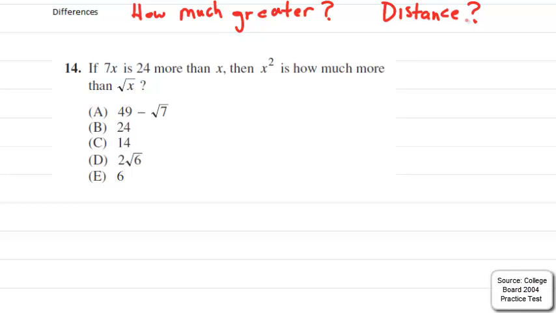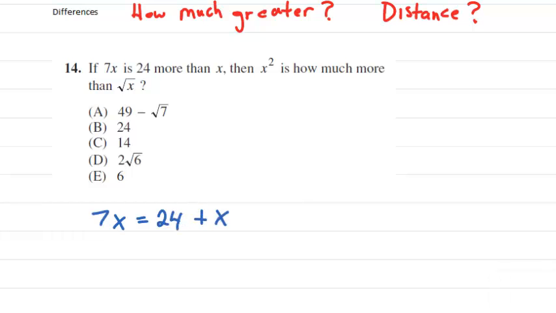If 7x is 24 more than x, x squared is how much greater than radical x? Well, first let's solve for x. Take away x from both sides, 6x equals 24. Divide both sides by 6, and x equals 4.